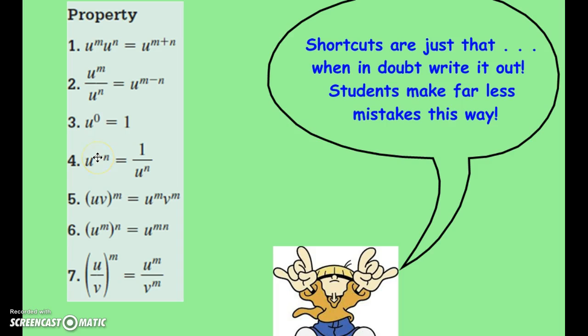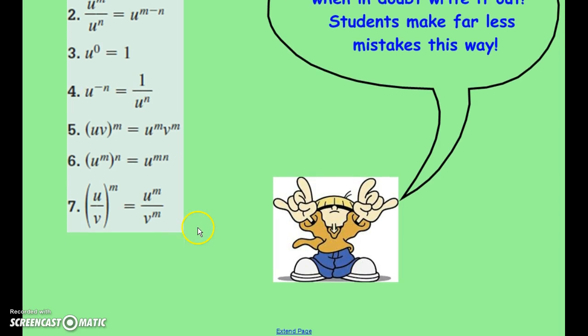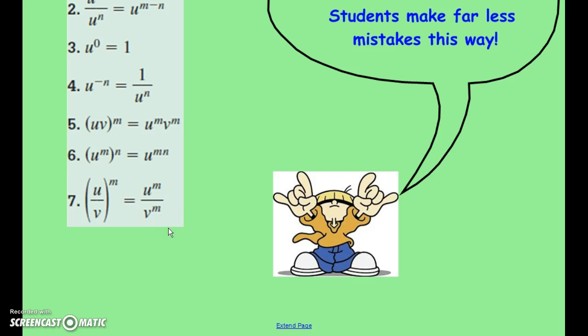Anything to the negative exponent is sent to the opposite location, so this one sends that u to the denominator. Right now it's in the numerator. And then we have our power properties. Here, this one is where we're distributing that m into each term. Here we're multiplying, power to a power we multiply. And again, our quotient where we're bringing that m into each term.